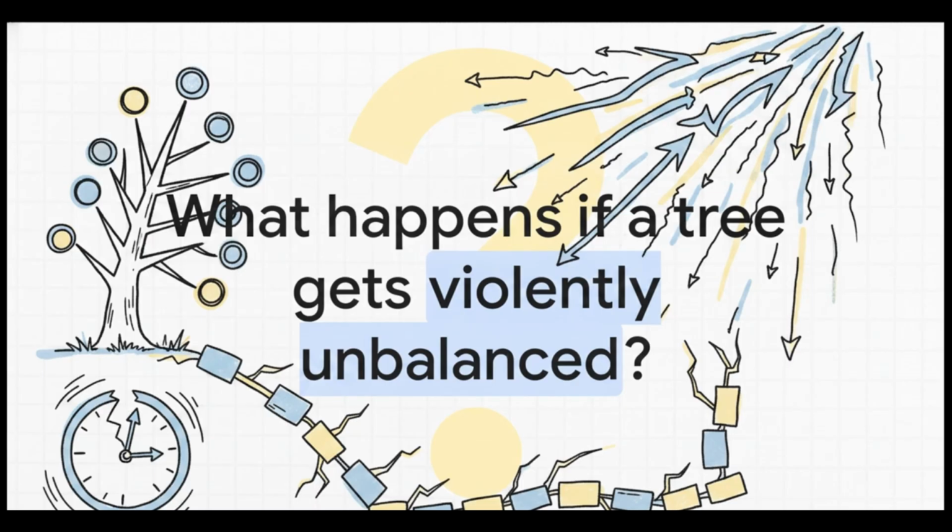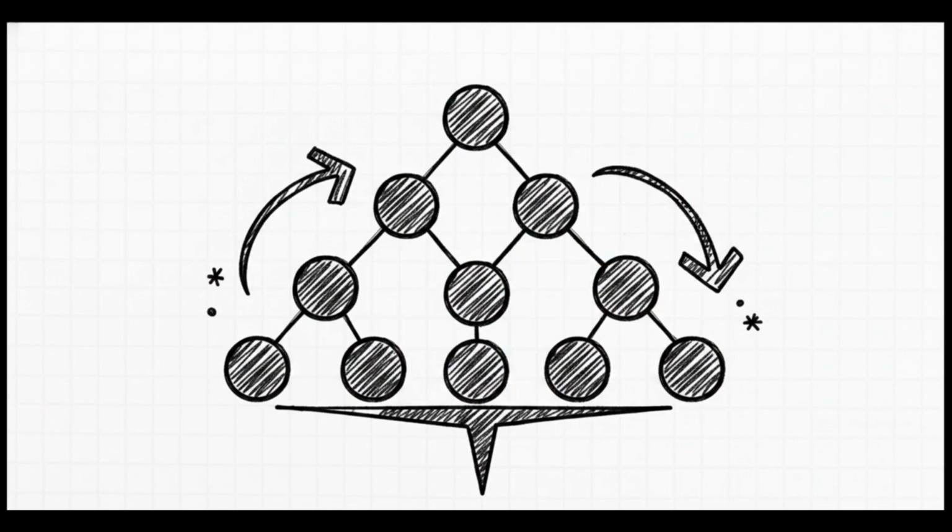Just imagine a massive influx of data where every new number is larger than the last. Your beautifully branching tree suddenly turns into a long, lopsided sequential line, which completely defeats the whole purpose of a nonlinear structure. Your search times would absolutely crash. Enter the hero of our story, the AVL tree.